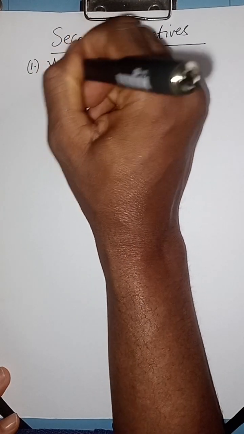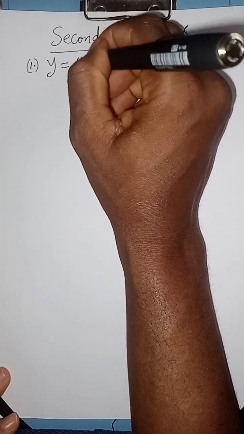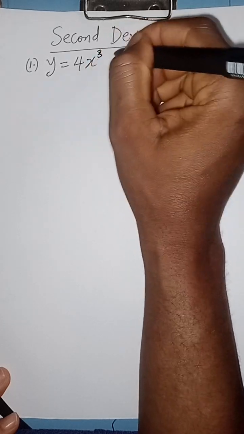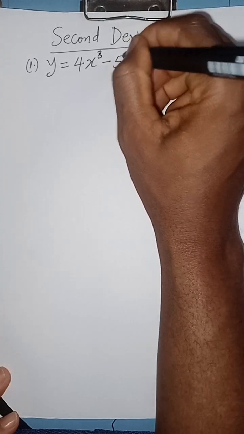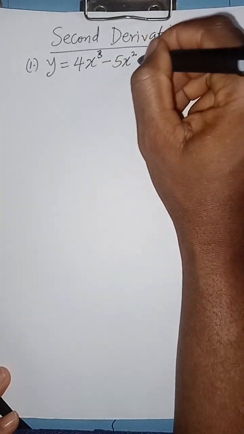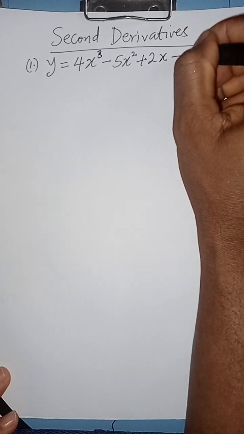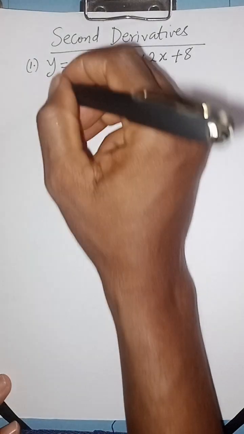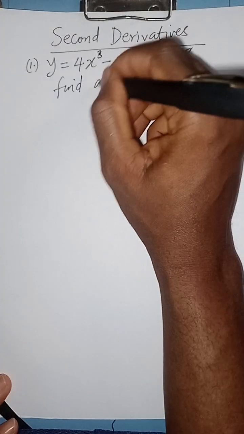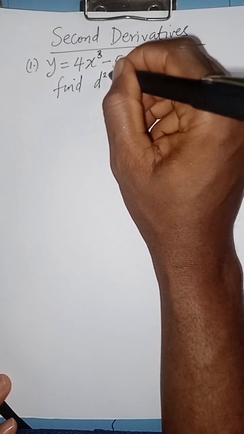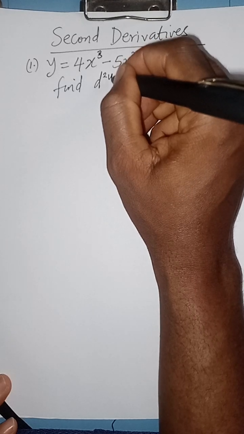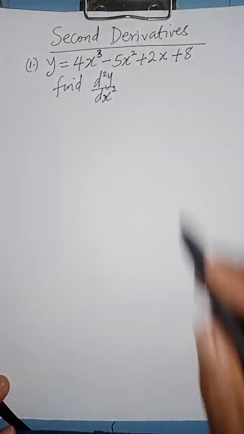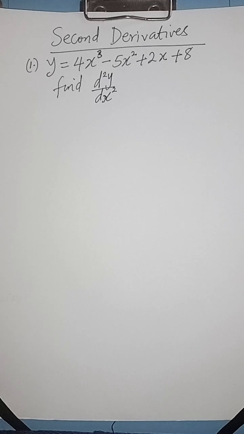I have y equals 4x cubed minus 5x squared plus 2x plus 8. Now, if the question asks you to look for the second derivative, it's asking you to find d squared y over dx squared.